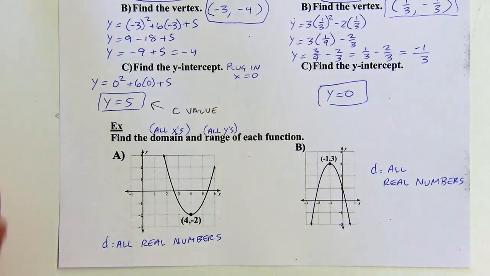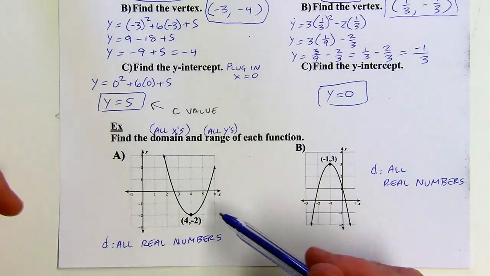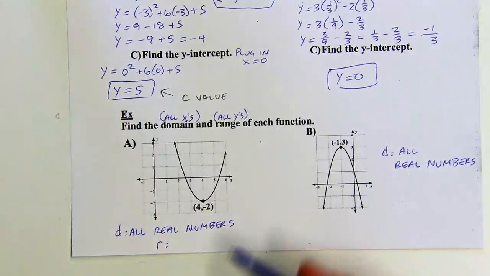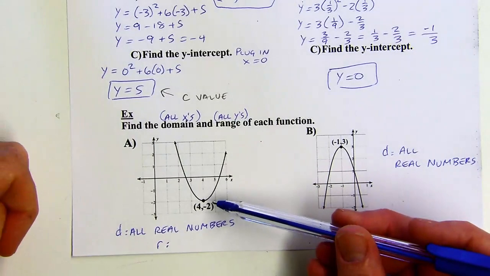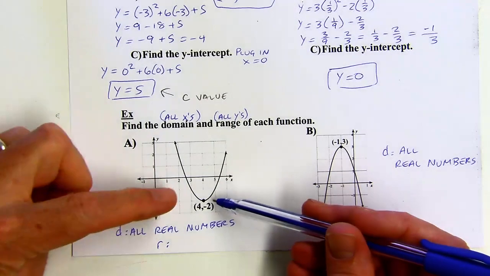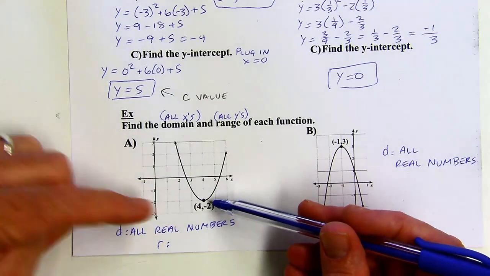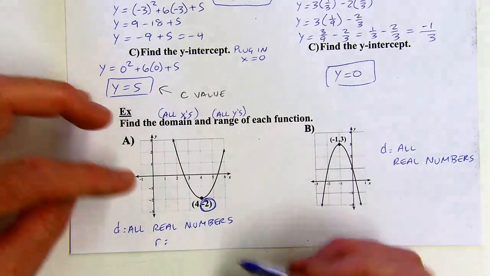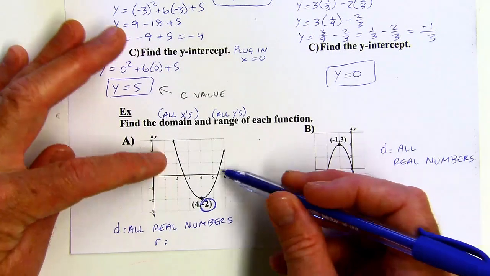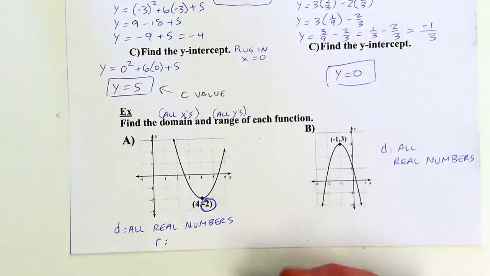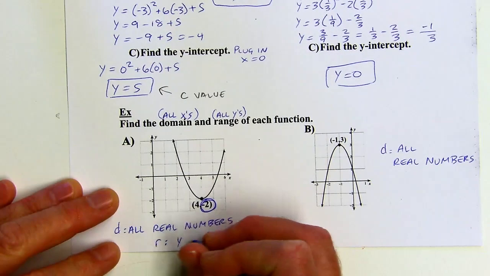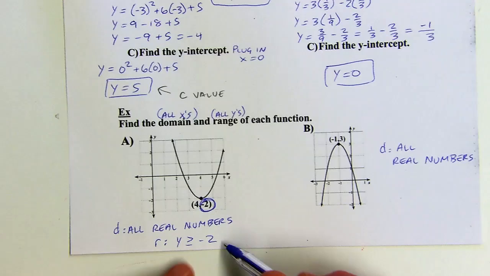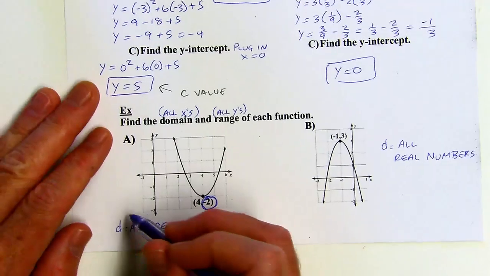Okay, now the range is limited. So the range, we're talking about the possible y's. So I'm thinking, well, here, this is the lowest point on the graph. So the smallest y I can have is negative 2, and it could be anything above that. All these other points have a y that's greater than negative 2. So the way I can express this, my y's are greater than or equal to negative 2. It's negative 2 or anything bigger than that for the y's.